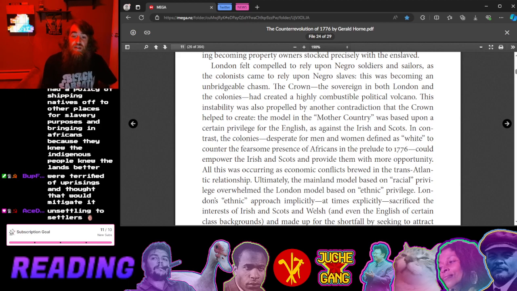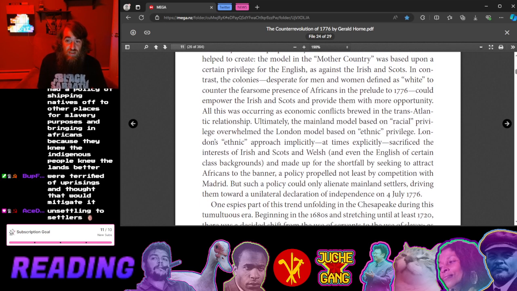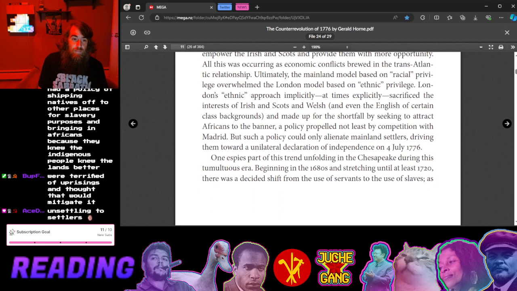The model in the mother country was based upon a certain privilege for the English as against the Irish and Scots. In contrast, the colonies, desperate for men and women defined as white, to counter the fearsome presence of Africans in the prelude to 1776, could empower the Irish and Scots and provide them with more opportunity. All this was occurring as economic conflicts brewed in the transatlantic relationship. Ultimately, the mainland model based on racial privilege overwhelmed the London model based on ethnic privilege.